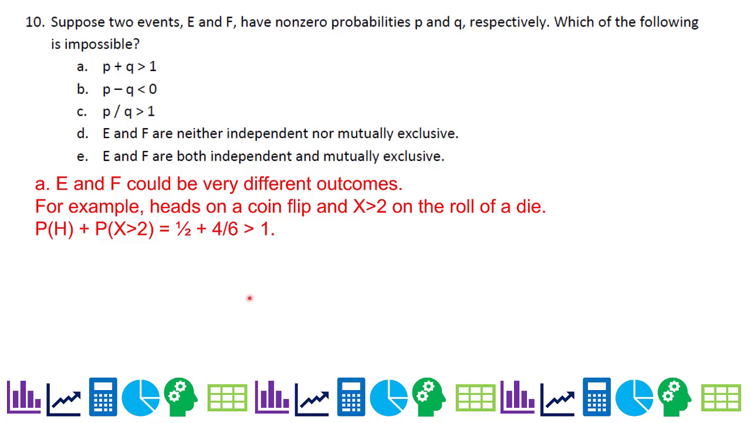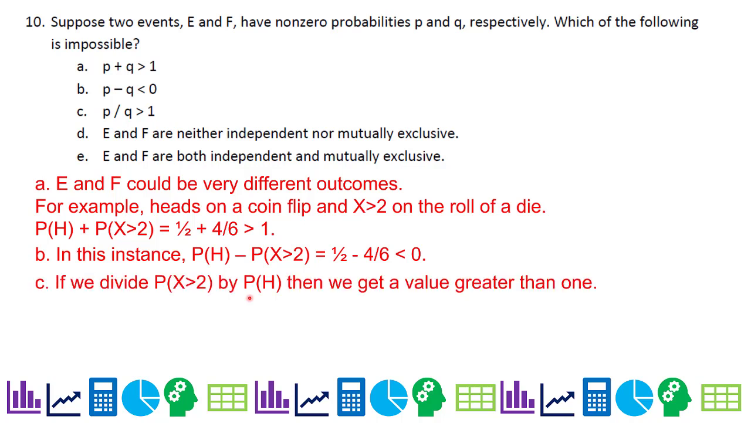So E and F could be very different outcomes, like from different things. For example, heads on a coin flip and greater than 2 on the roll of a die. So if that were true, then you'd have probability of a half plus probability of 4/6 would be greater than 1. These are not the same event or not the same scenario, so it's okay that the probabilities are adding up to greater than 1. And you could also say, oh, if you subtract them, they're going to be less than 0, and that's fine. By the way, you could always subtract probabilities and just change the order on them, you know, and then you could get it less than 0. So that B I've never seen as an issue before.